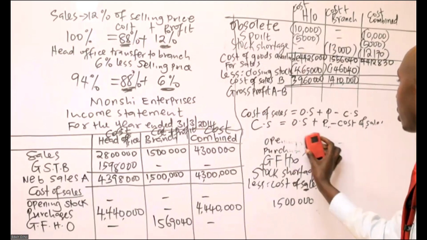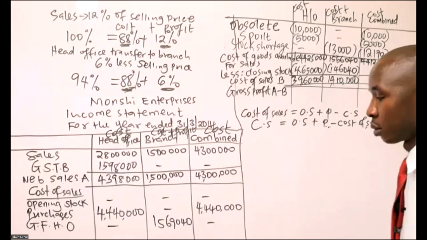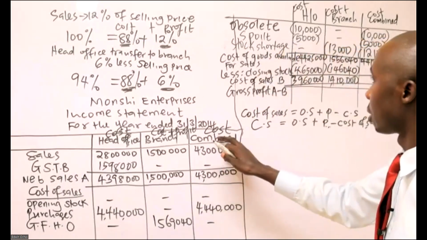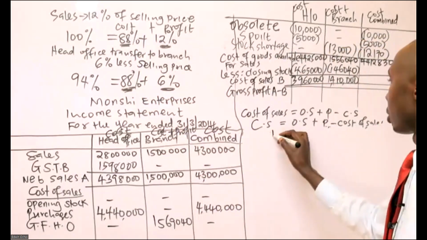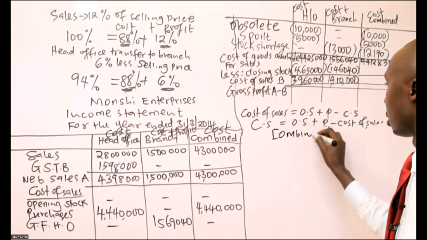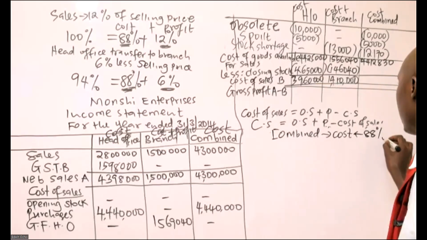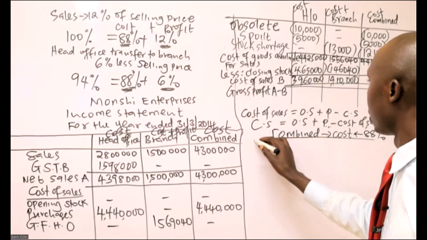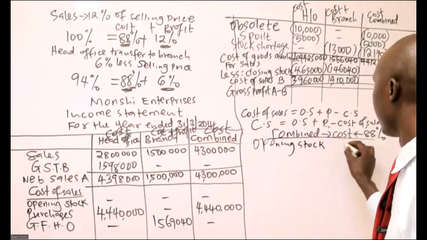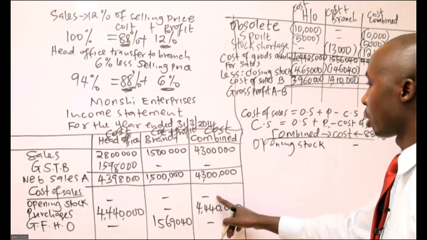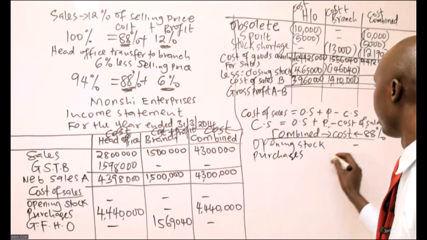So we do for the combined. Combined would be maintained at cost. So our cost is just 88%. So that is combined. Combined is at cost, which is 88%. So we talk about opening stock. Combined, we don't have opening stock. Purchases, we have the 4 million.